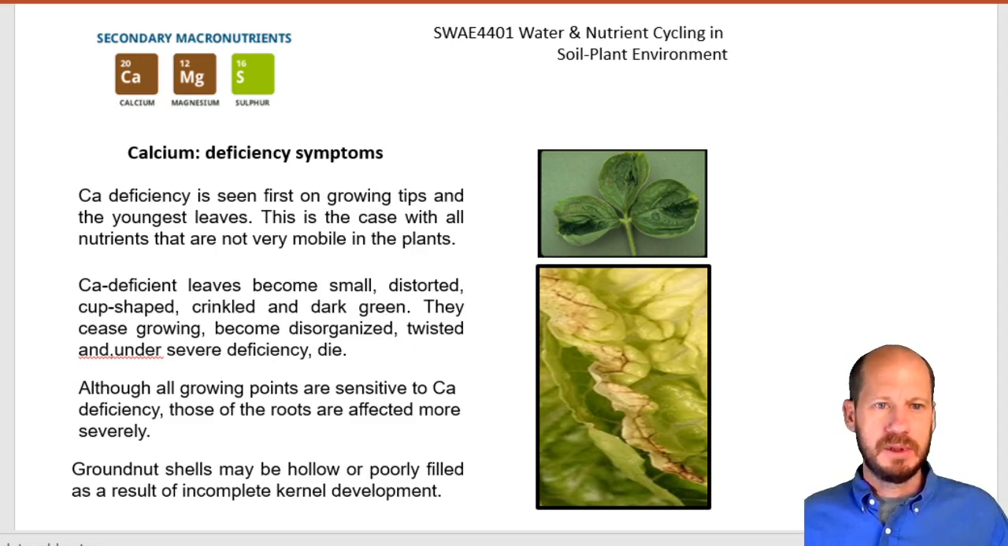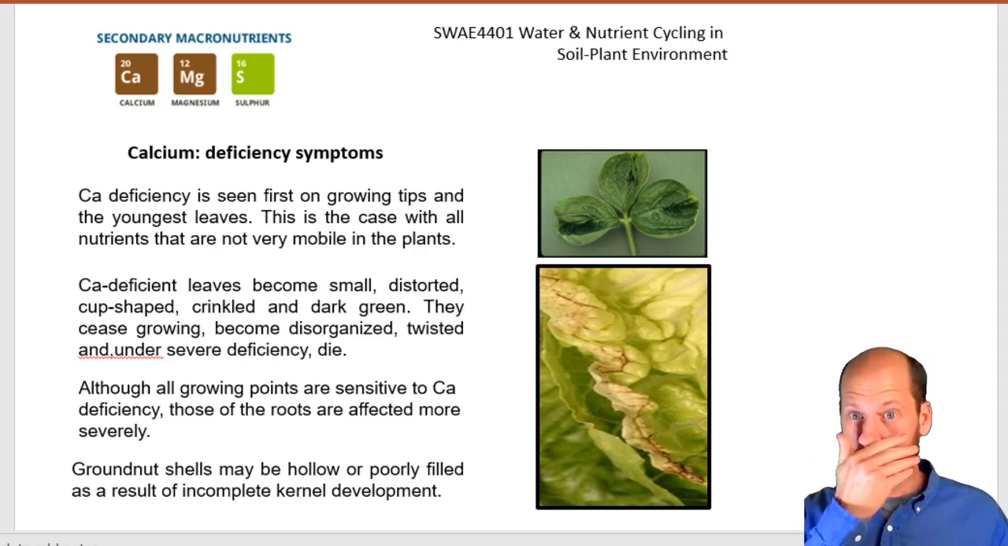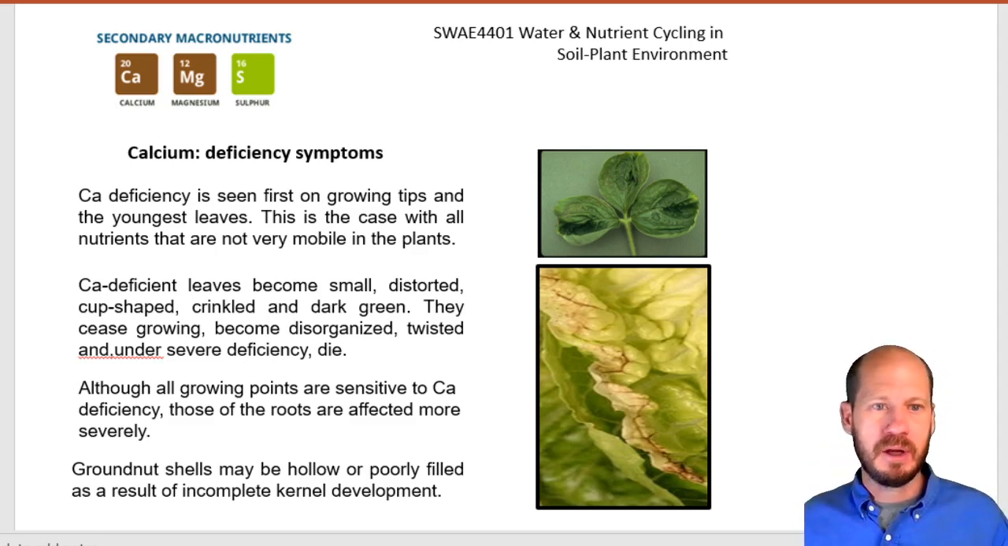Sometimes you can confound these symptoms with other problems of the plants, for example salinity. But usually when you see the curling of the leaves, that is when you will have calcium deficiency.